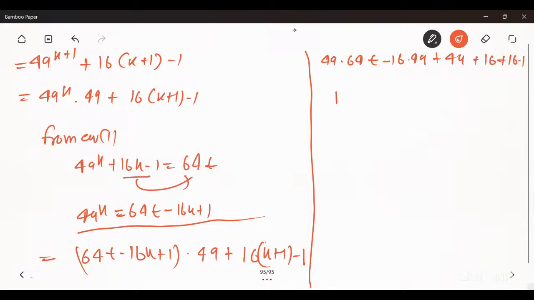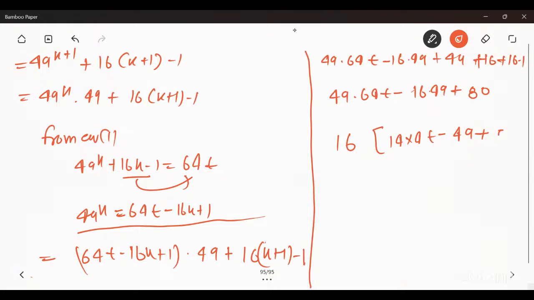On solving, you will get 49 into 64t minus 16 into 49 plus 49k plus 16 plus 15 means 31. Now if you take 16 common, so you will get 49 into 4t minus 49 plus 16.